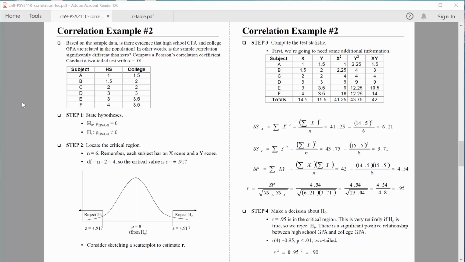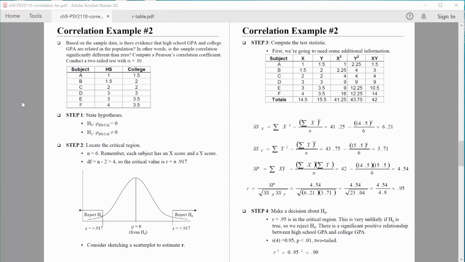We want to see if our sample data is strong enough to suggest that there's a correlation between the two variables if we were to measure everybody in the population. In other words, is the sample correlation significantly different from zero? Of course, zero would represent no relationship between the two variables.